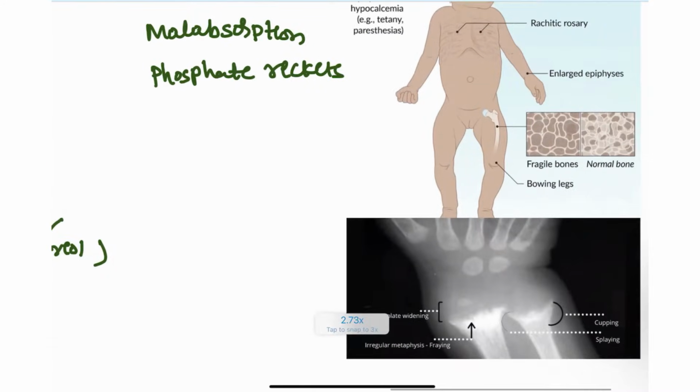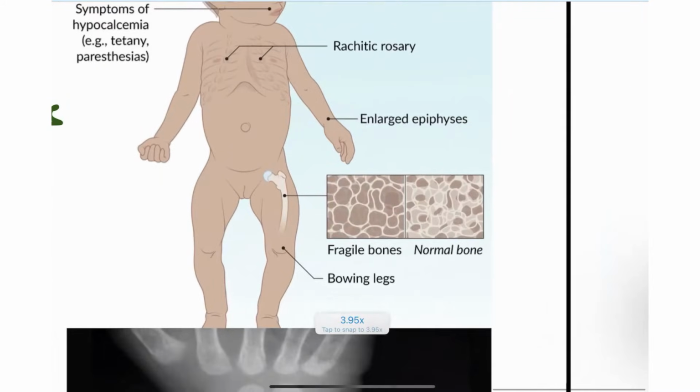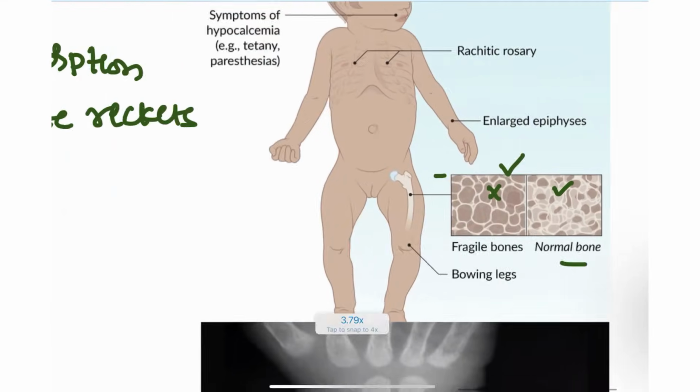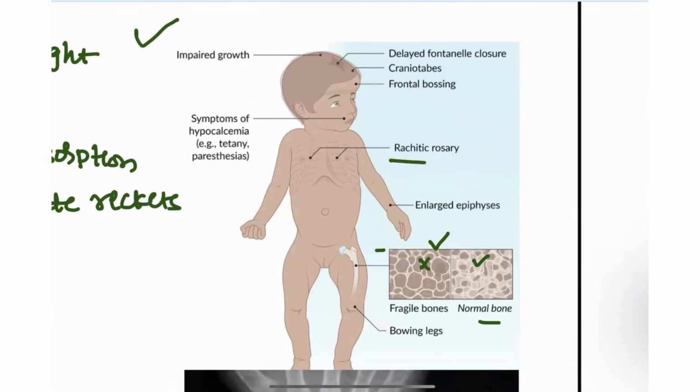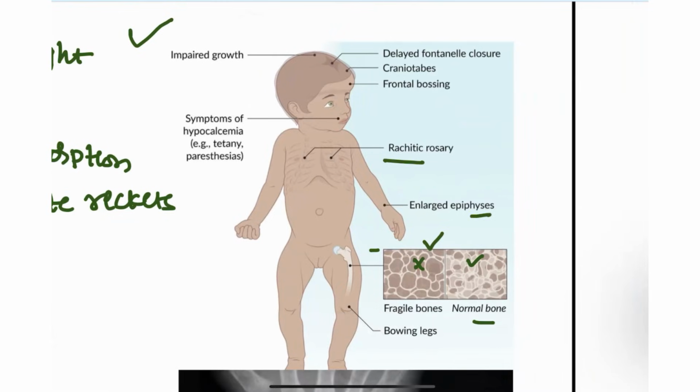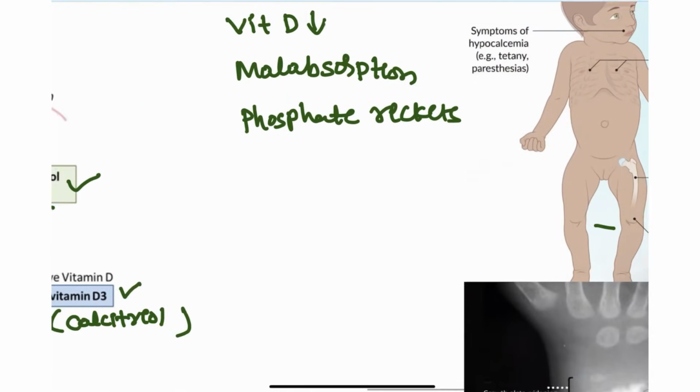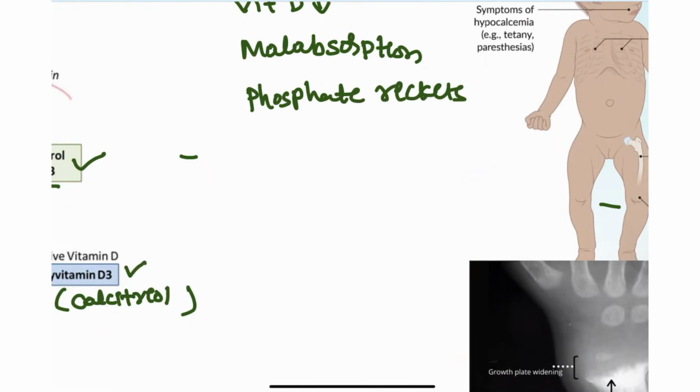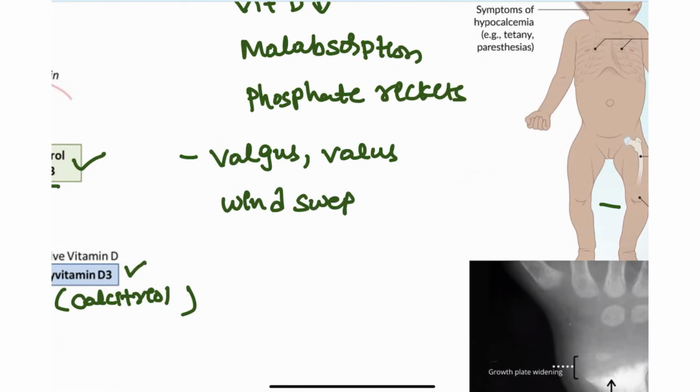What is the defect in this? Especially here you can see that mineralization is defective. The normal bone you can see, whereas the poor mineralization is showing this kind of fragile bones in vitamin D deficiency. Rachitic rosary, enlarged epiphysis, craniotabes, frontal bossing, all this will be seen, and bowing of the legs is also seen. Commonly these patients will have genu valgum and varum and also windswept deformity. All these will be seen in these patients as long-term complications.